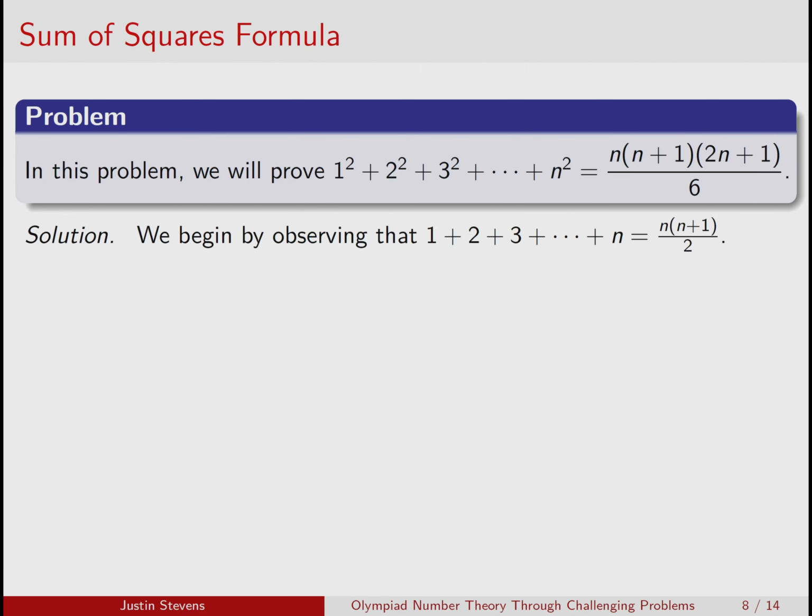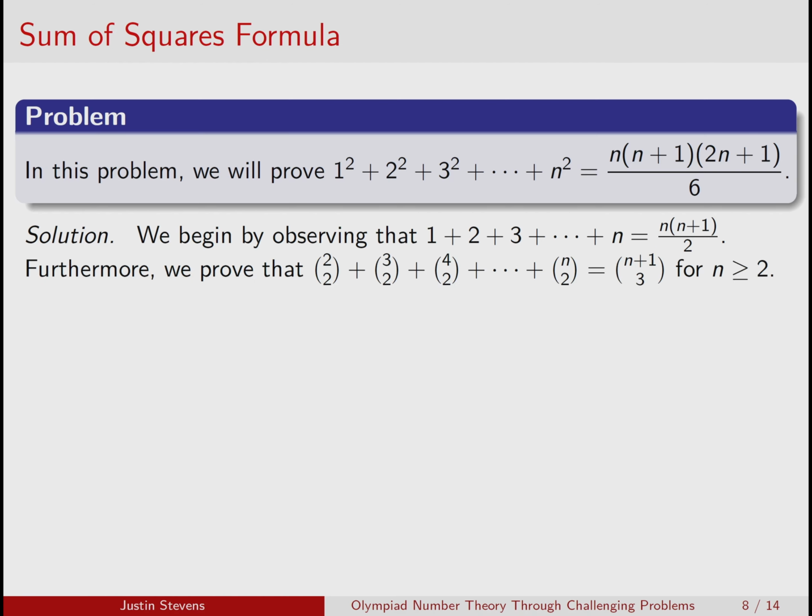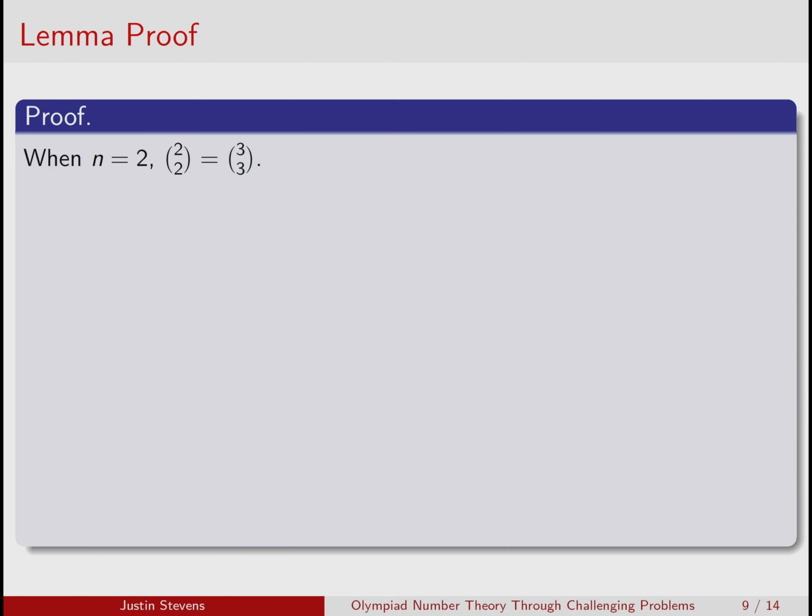So we begin by observing the fact that 1 plus 2 plus 3 plus all the way up to plus n is equal to n times n plus 1 divided by 2. Furthermore, we're now going to prove that 2 choose 2 plus 3 choose 2 plus all the way up to n choose 2 is equal to n plus 1 choose 3 for n greater than or equal to 2. And to prove this, we're going to use our best friend, induction.